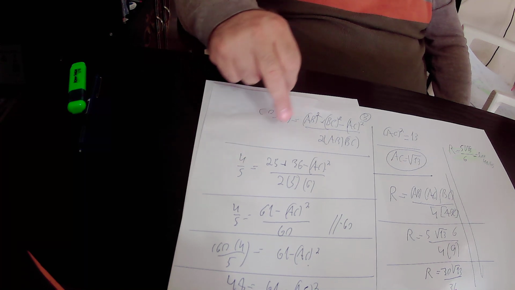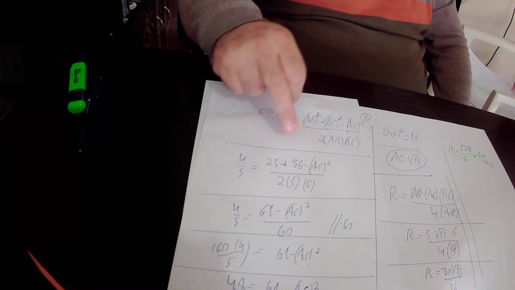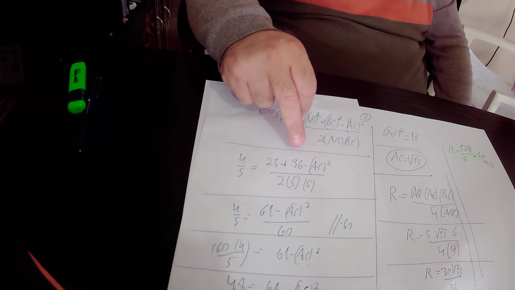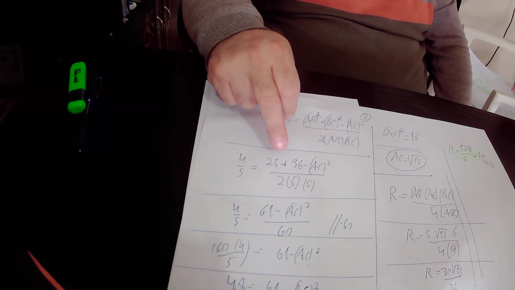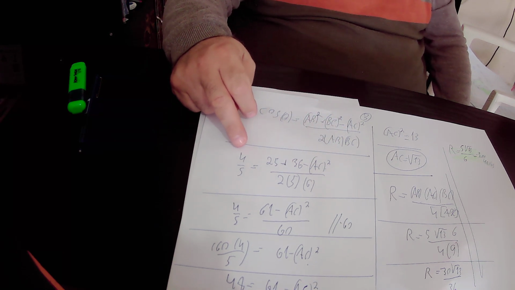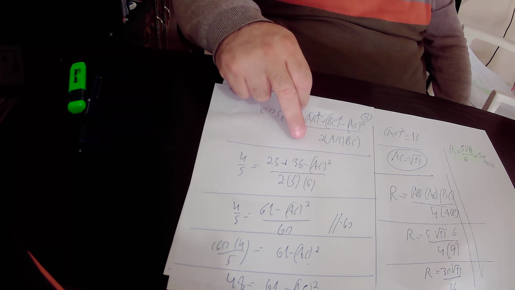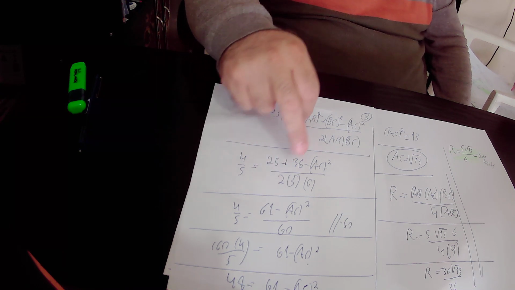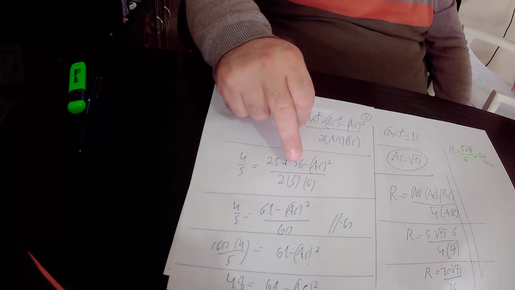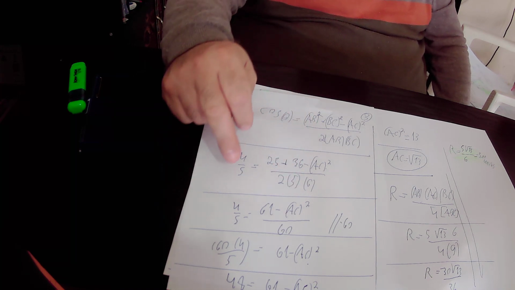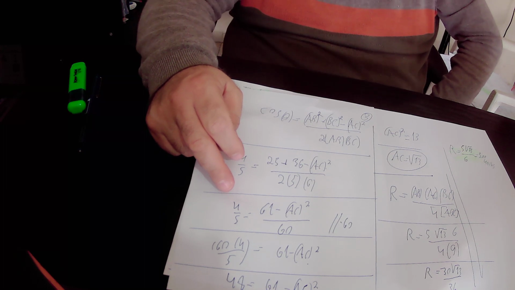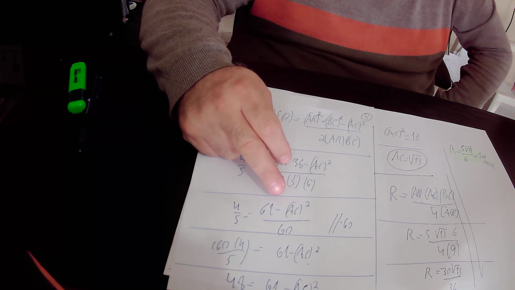AB is 5, so AB squared is 5 squared, that is 25. BC is 6, so BC squared is 6 squared, that is 36, minus AC squared over 2 times AB is 5 and BC is 6. So 4/5 equals 25 plus 36, which is 61, minus AC squared over 5 times 6, which is 30, and 30 times 2 is 60. So in conclusion, 4/5 equals 61 minus AC squared over 60.